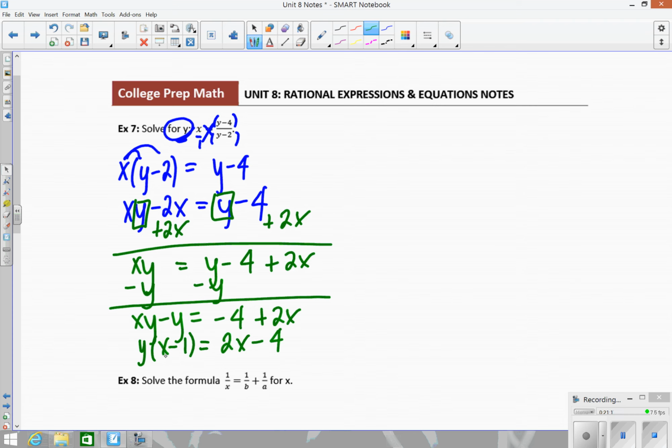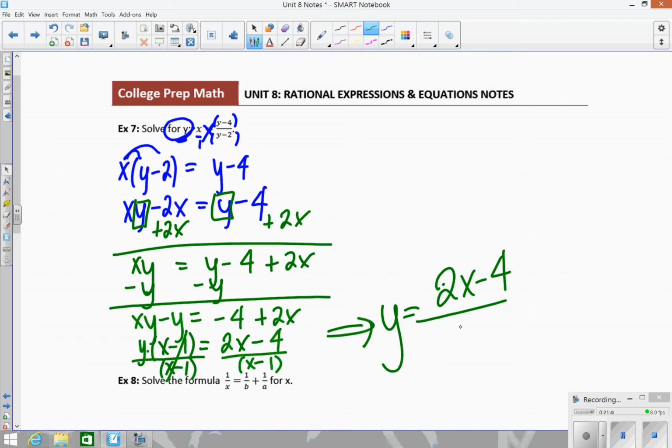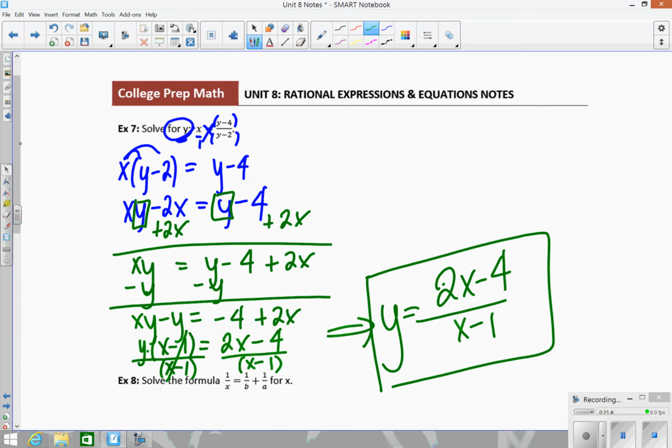And then the last step to get y by itself: the whole reason why I factored that y out is so that now I just have one y, and the operation is multiplication between these. So now I can divide everything by x minus 1, and that's going to get y by itself. So y is actually equal to (2x minus 4) over (x minus 1). So you start them the same way, and then from there you're just trying to get y by itself.